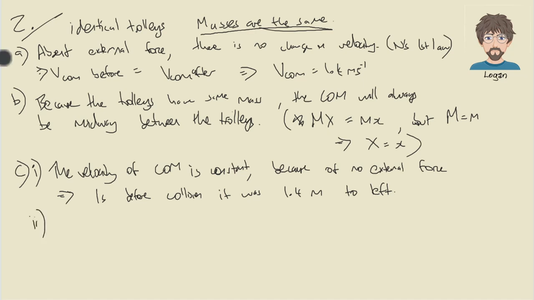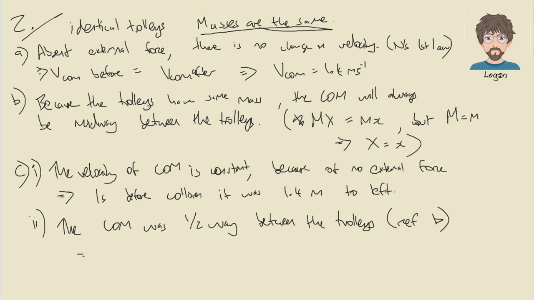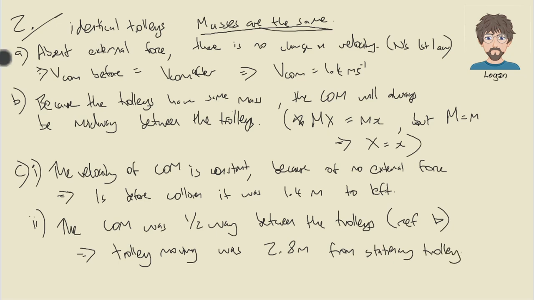And calculate the velocity of the moving trolley before the collision. Well, the COM was halfway between the trolleys, and refer to answer B. Therefore, the trolley moving was 2.8 meters from the stationary trolley, because that would put the centre of mass halfway between the two, or at a location 1.4 meters from the stationary trolley.